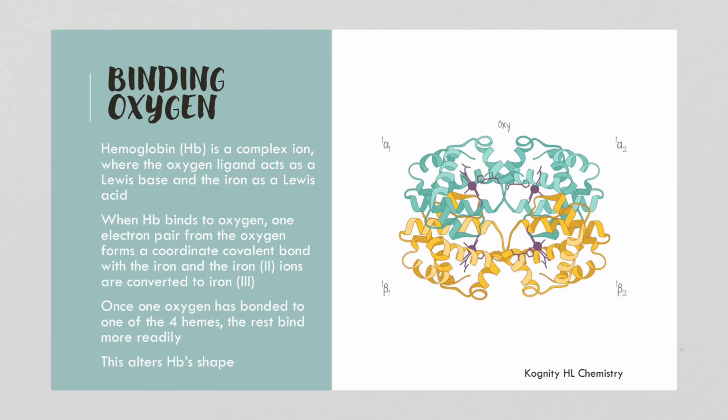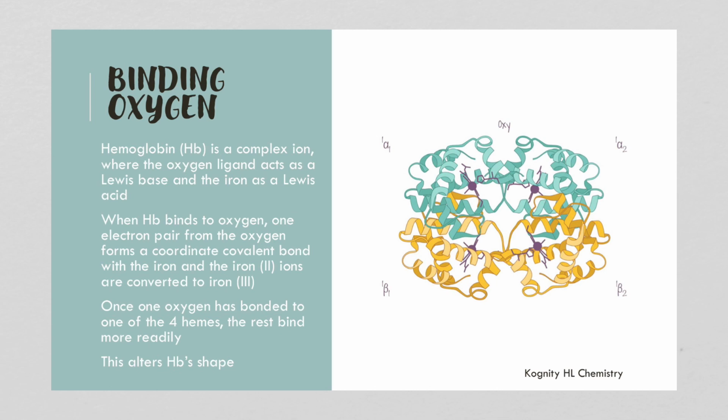So, binding oxygen. Hemoglobin is a complex ion, and the oxygen ligand is acting as the Lewis base and the iron is acting as a Lewis acid. So when hemoglobin binds to oxygen, one electron pair from the oxygen forms a coordinate covalent bond with the iron, and the iron(II) ions get converted to iron(III). So that's where the redox reaction is happening.